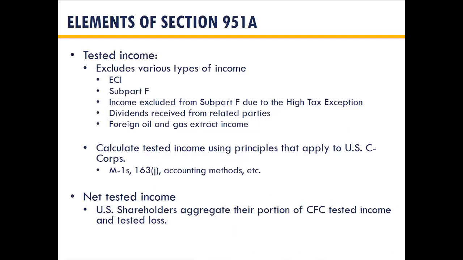And for instance, if you had a CFC1 that had positive tested income, and you had CFC2 that had negative tested income, then a US shareholder would be allowed to offset some of the tested income from CFC1 with losses of CFC2. So that aggregation all happens on a form on a US individual tax return.